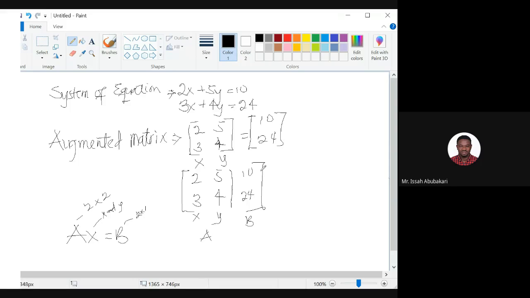What I mean is this one. You see, even though it's not a matrix, I'm just writing it this way so that you get to understand. You see, this one is a 2 by 2 matrix, right? 2 by 2. And I'm just writing B to represent what? 2 by 1. Even though it is not a matrix, I just want to write it for you to understand it.